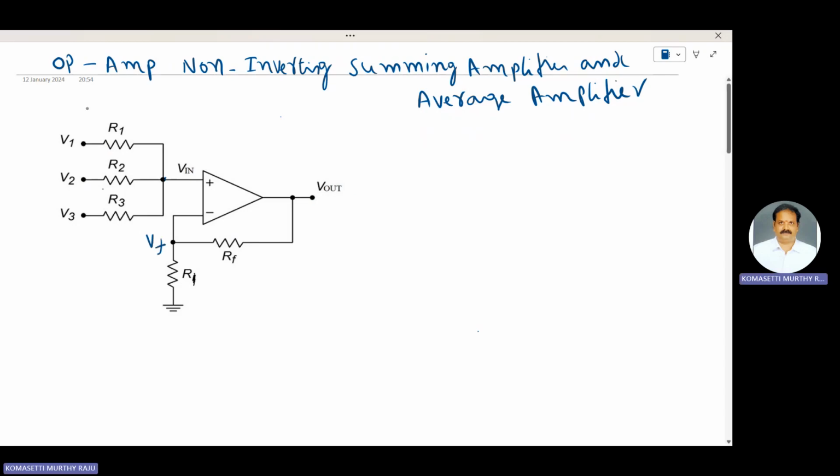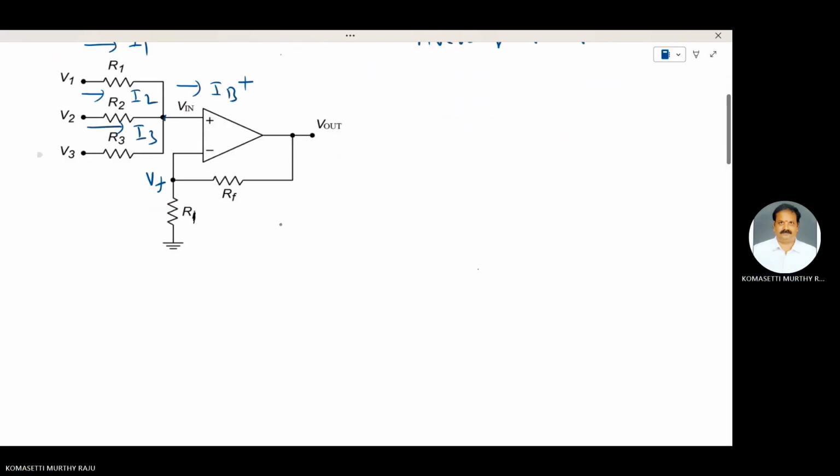The current flowing through R1 is I1. The current through R2 is I2. The current through R3 is I3. At the V in terminal, the current is IB plus. According to KCL at this V in node, I1 plus I2 plus I3 is equal to IB plus.